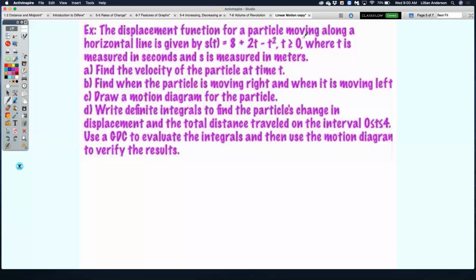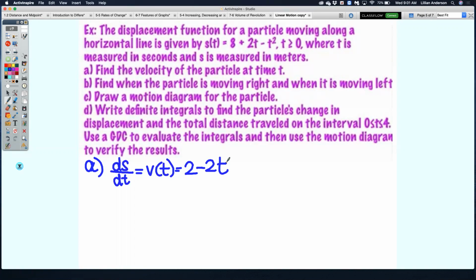Well, velocity, when we're given displacement, is nothing but the what of displacement? Is nothing but the derivative of displacement. So we have to find ds over dt, or s prime of t, to find our velocity function at time t. What would be the derivative of 8 plus 2t minus t squared? Oh, just 2t. It'll just be 2t. This one is not calculator. It's a polynomial function. It's going to be non-calculator.